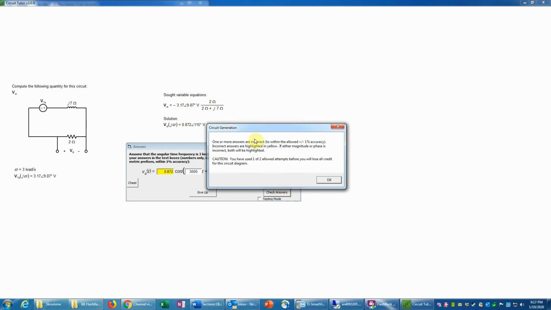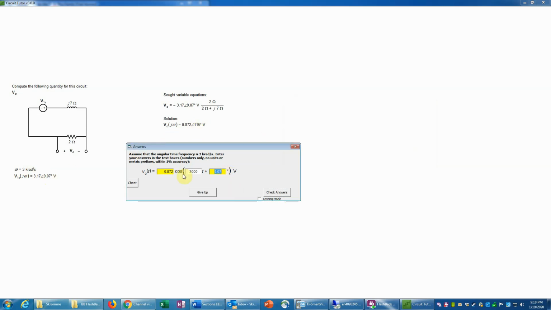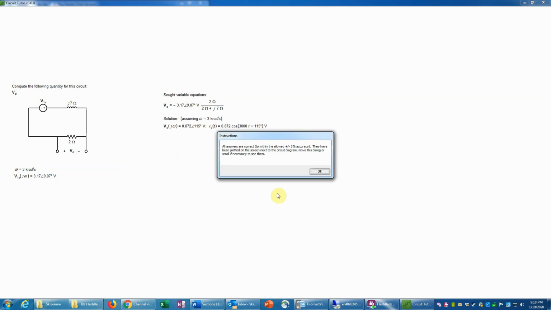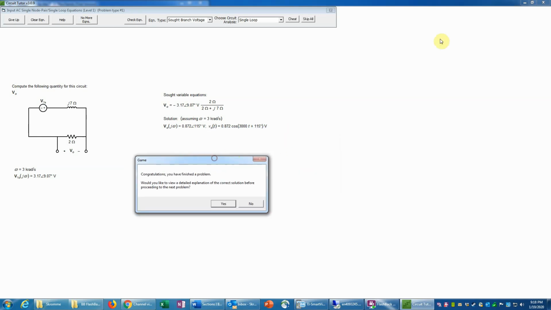Oops. Let's see. Oh, I was reading the wrong number. I'm sorry. I read this value when I was supposed to be reading this value. Okay, and notice that when you do make a mistake, it will color both the amplitude or the magnitude and the phase angle wrong. It doesn't mean that they're both necessarily wrong, but one could sort of affect the other, so it colors both of them. So that should have been 115 there is what I meant to enter. And that is correct. And that concludes this problem.